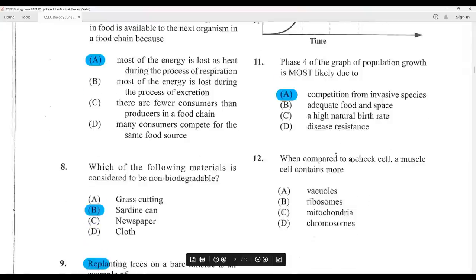When compared to a cheek cell, a muscle cell contains more mitochondria. It has more work to do, it needs more energy. Mitochondria is associated with energy.